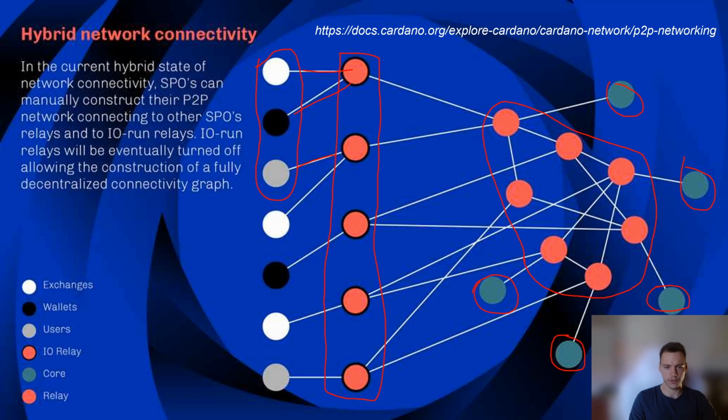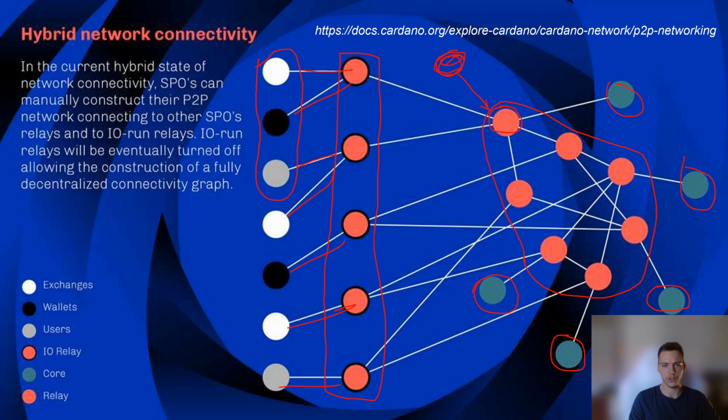Although in this diagram, every single exchange, user, or app, or whatever is connecting to an IOG relay. All of these connections go to an IOG relay. I think at this stage, this diagram should actually have an app here that is connecting directly to an SPO relay, for example this one, because this is entirely possible at the current stage.